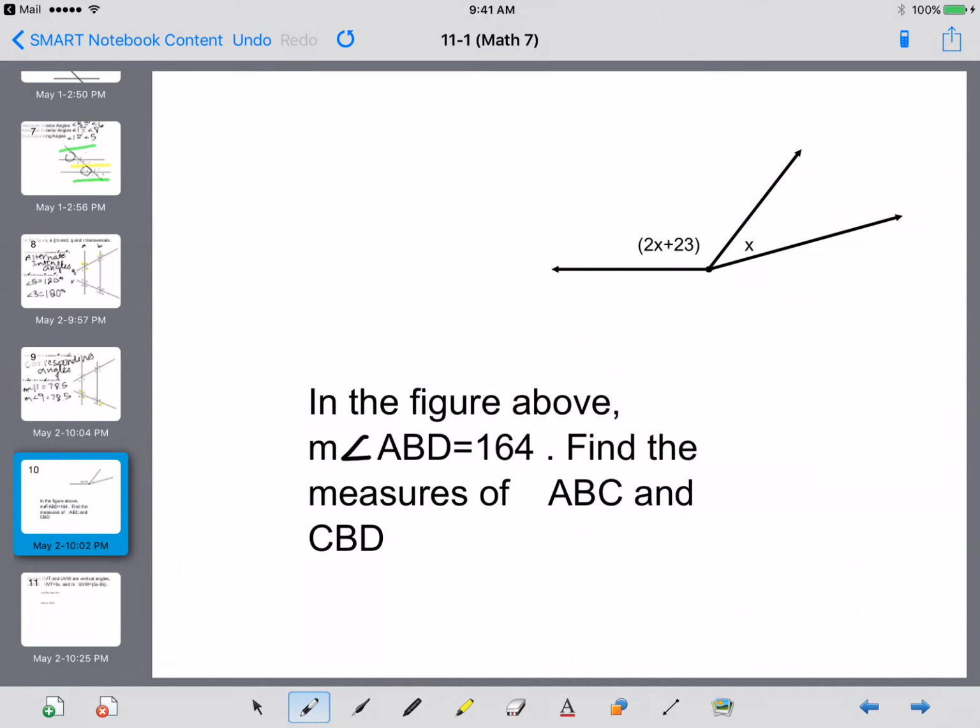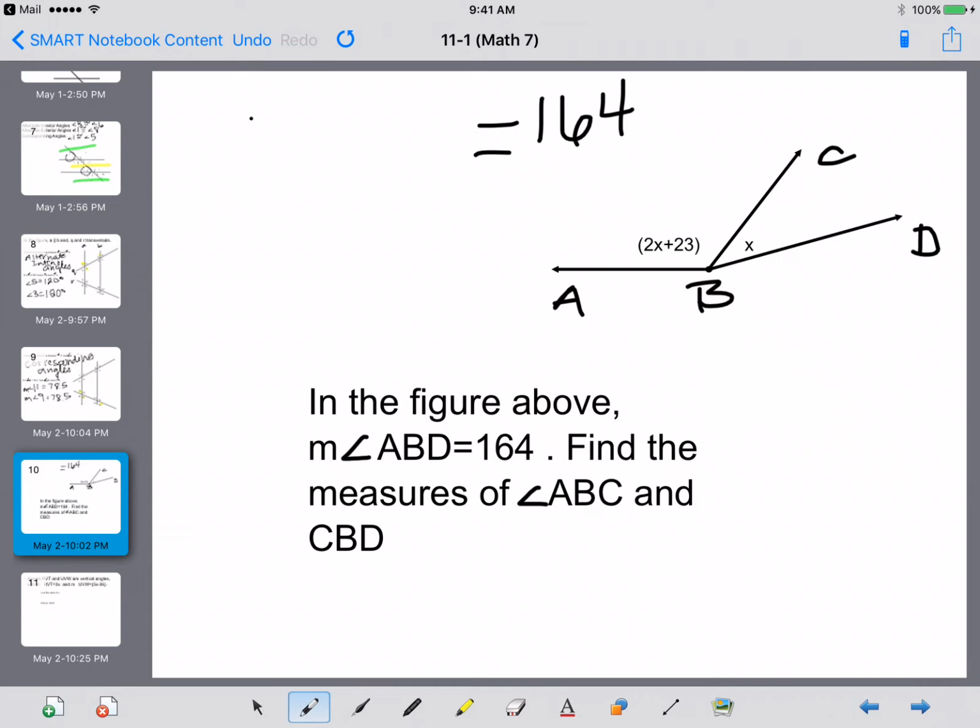Finally, we have in the figure above, measure ABD. And I didn't label my things here, sorry. A, B, C, D. So ABD, the whole entire thing, equals 164 degrees. We want to find the measures of ABC and CBD. So this entire thing adds up to equal 164. Our two angles added up together, the sum of them, will equal that.